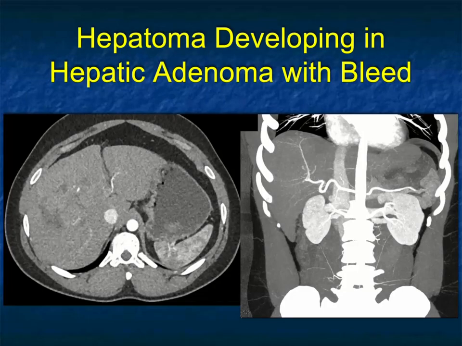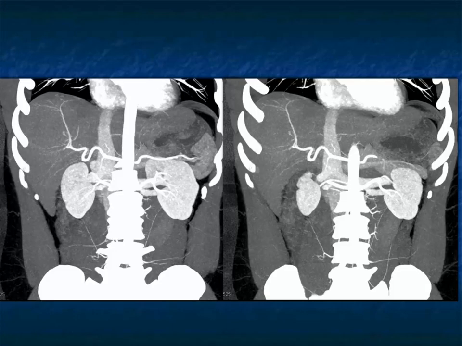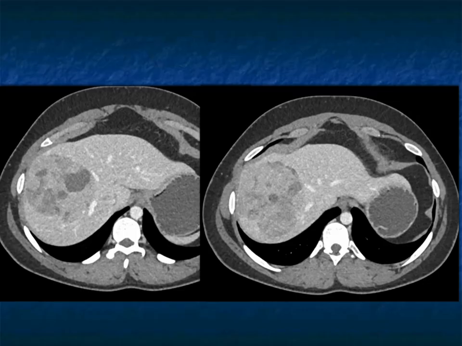Now, I mentioned hepatomas arising from hepatic adenomas. Here was a patient developing a hepatoma in a hepatic adenoma. The patient's initial presentation was a spontaneous bleed. You can see the stretching of the vessels. You can see some of the suspected neovascularity. Here it is on venous phase imaging where you see the mass, the blood.